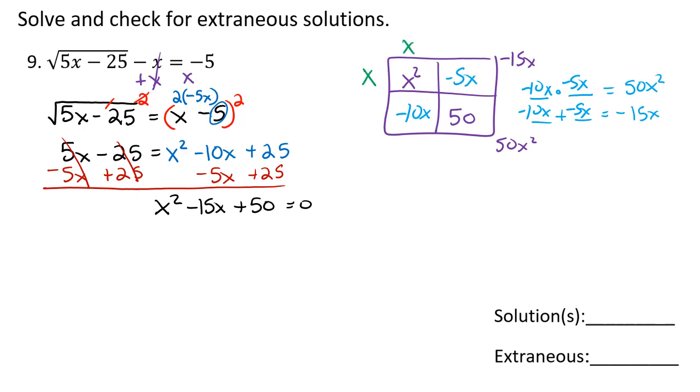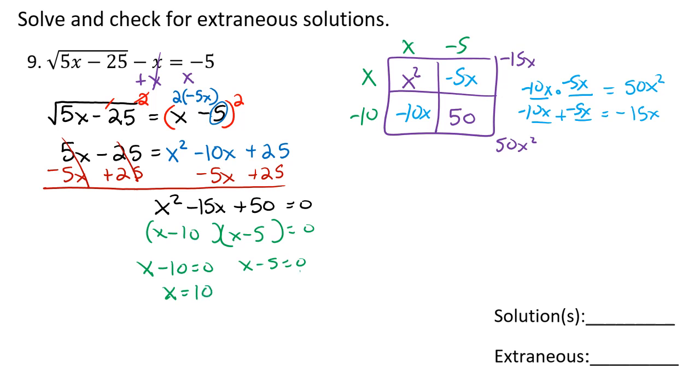So x and x makes x squared. x times negative 5 makes negative 5x. x times negative 10 makes negative 10x. So now we've got our factors, and the zero product property sets them equal to 0, and you can solve. I would add the 10 over to get x equals 10. I would add the 5 over to get x equals 5. Now we need to check if they're both solutions, both extraneous, or one's a solution and one's extraneous.